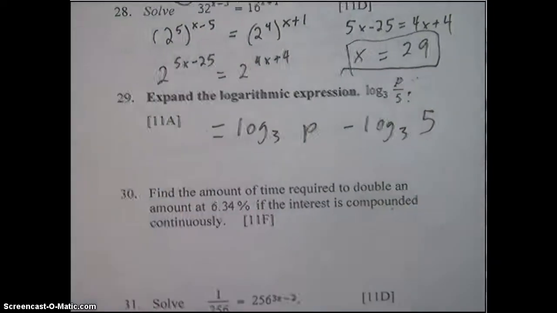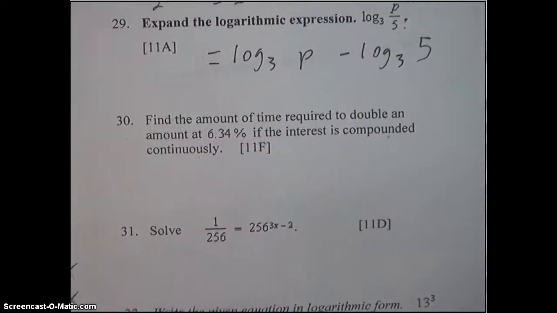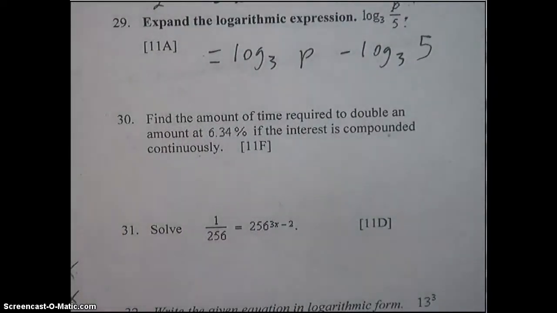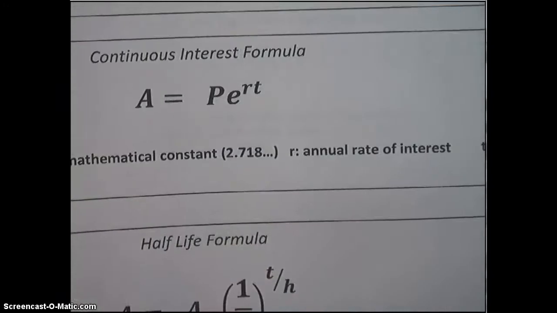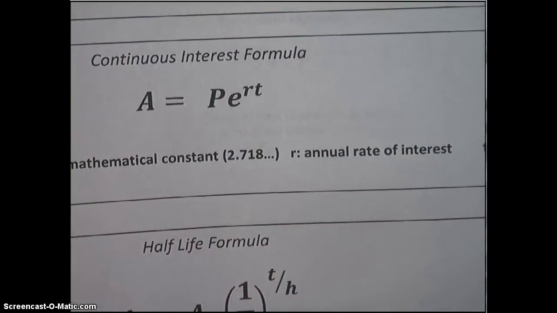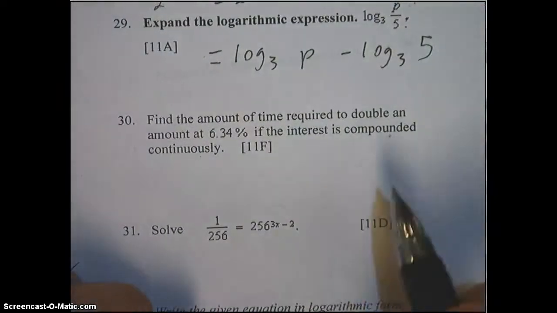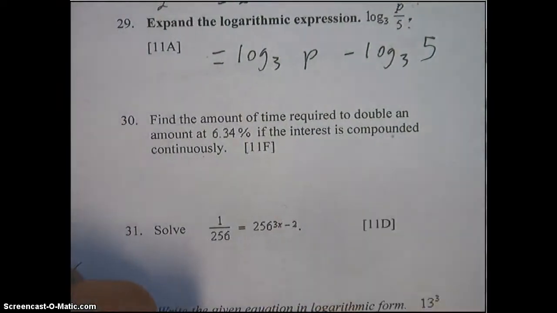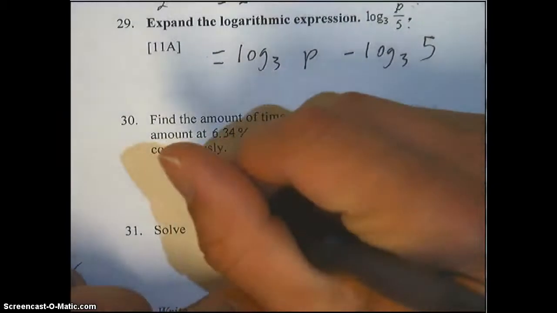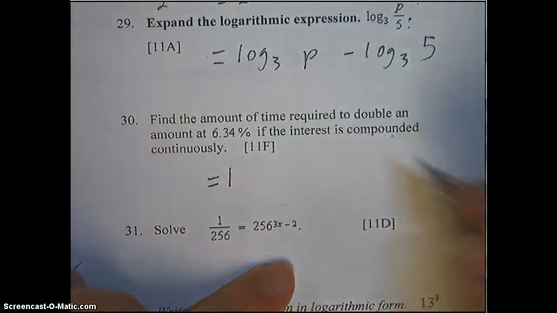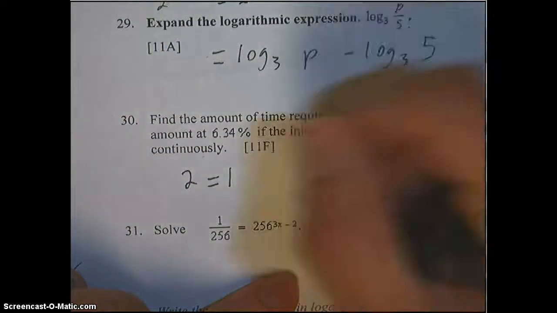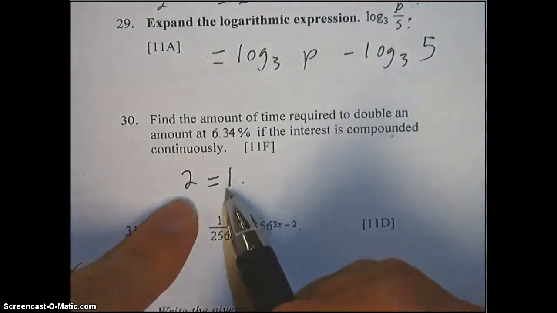Last one for this video, number 30. Find the amount of time required to double an amount at 6.34% if the interest is compounded continuously. I'm going to use this formula right here: A equals P times e to the rt. So the amount of time to double would mean, let's just pick an amount. Let's say we start at 1. So if it doubles, then it goes to 2. And so that's my A, that's my P.